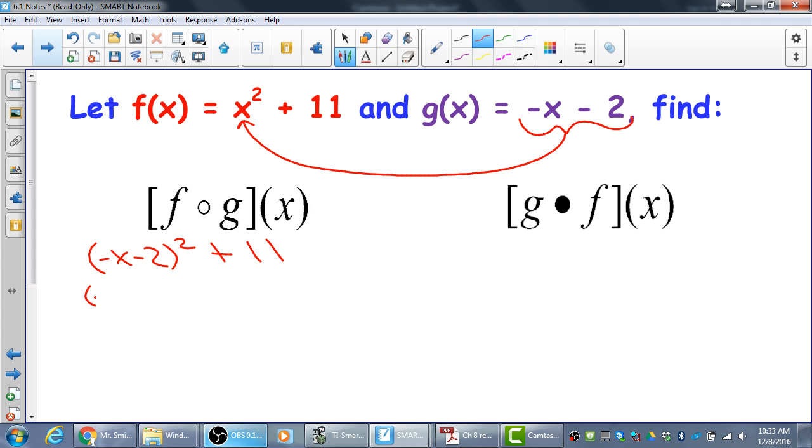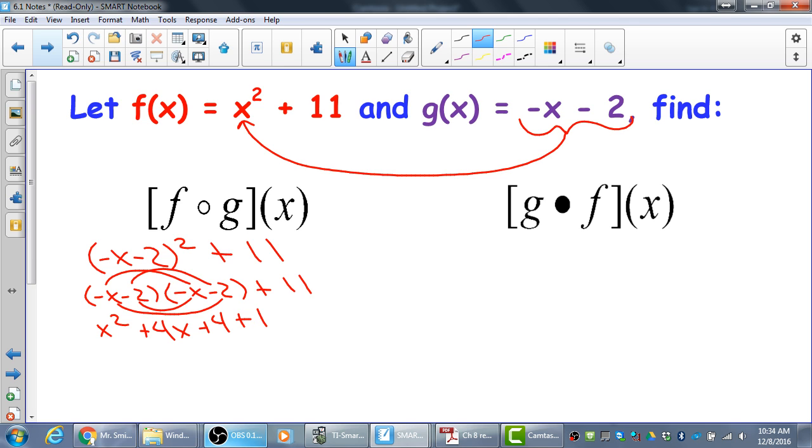Well, now we have to square these, which means you have 2 of them. You do not square the x and square the 2 and call it good. You can do that, but it's completely wrong. Squared means there's 2 of them. All right, so x squared, negative and negative is a positive. Outside would be 2x. Inside would be 2x. That's plus 4x. And then the last would be plus 4. But then from that other function, we got the plus 11. So this is x squared plus 4x plus 15. Inside plugged into the outside.